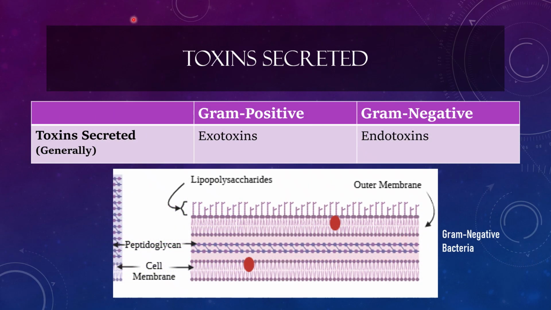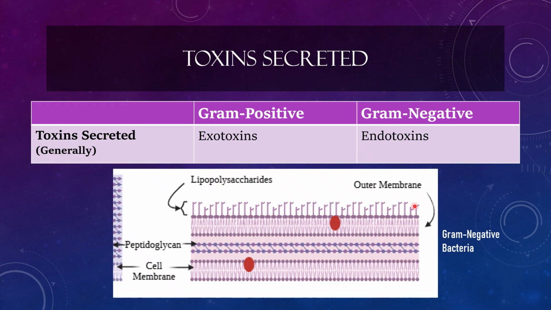There are also noticeable differences in the toxins that are secreted in gram-positive and gram-negative bacteria. Gram-positive bacteria secrete exotoxins primarily, and although these toxins are capable of causing injury to host cells and resulting in disease, they require a significantly lower dose than what is required by endotoxins.